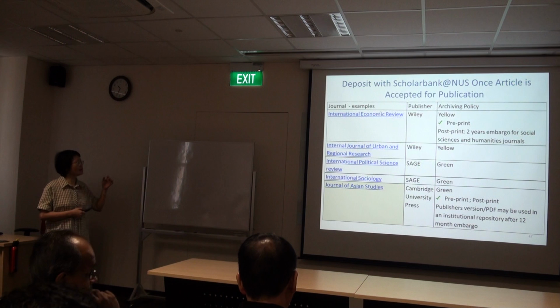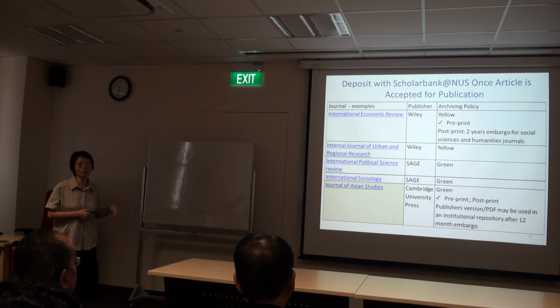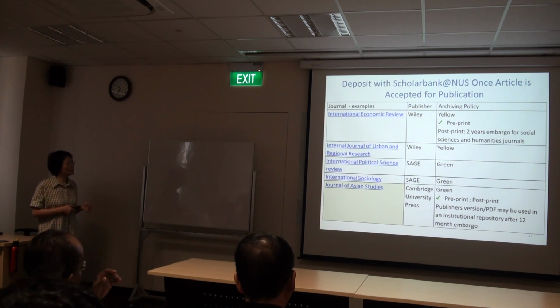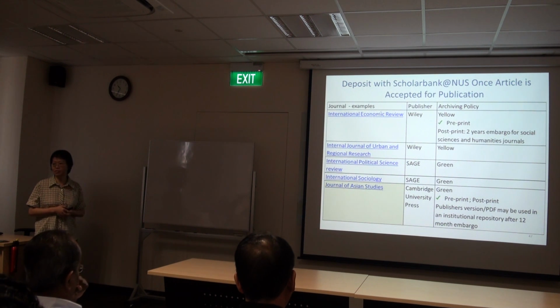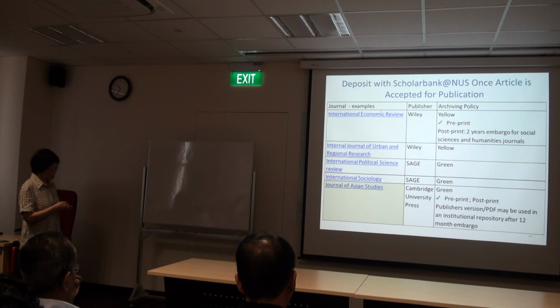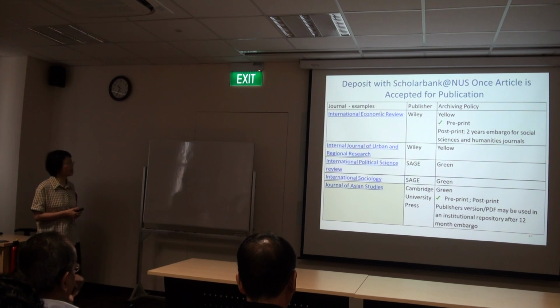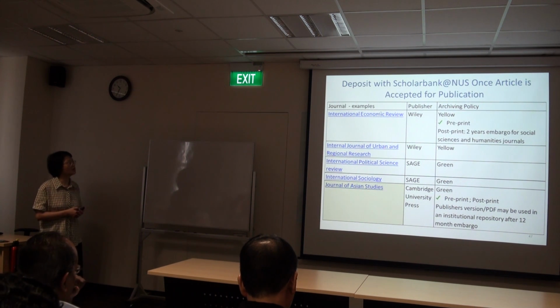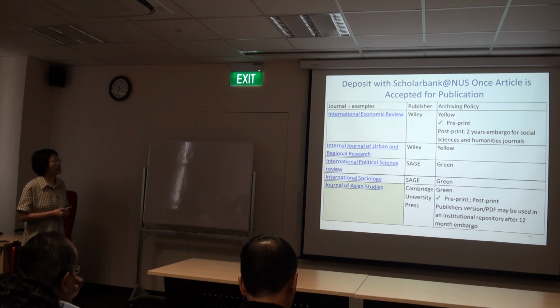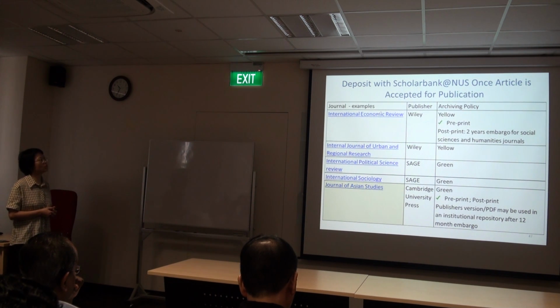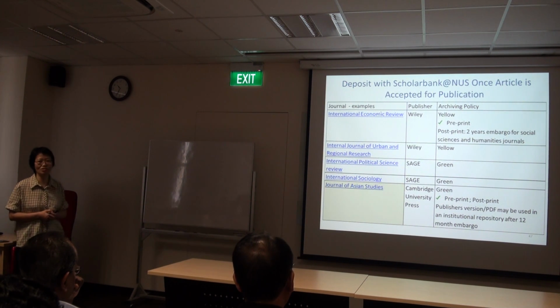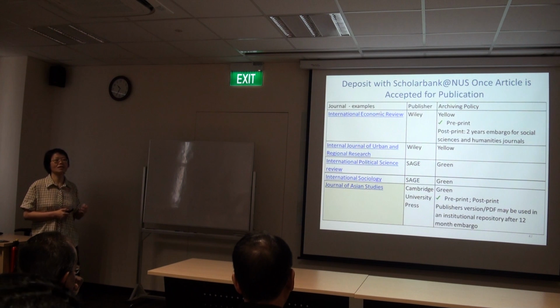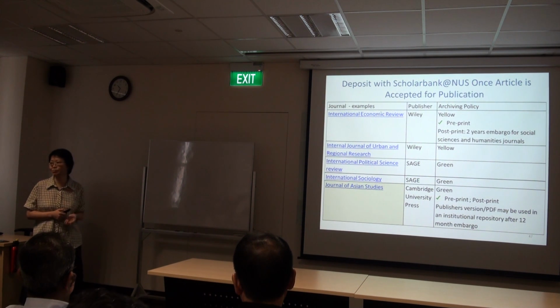So this slide shows examples of journals that our faculty members have published in or may publish in. The first one, International Economic Review, is published by Wiley, and the default policy is generally yellow, which means it allows preprint and post-print only, with a 2-year embargo for social sciences and humanities journals. We notice for the life sciences, the embargo period is usually less compared to the sciences.